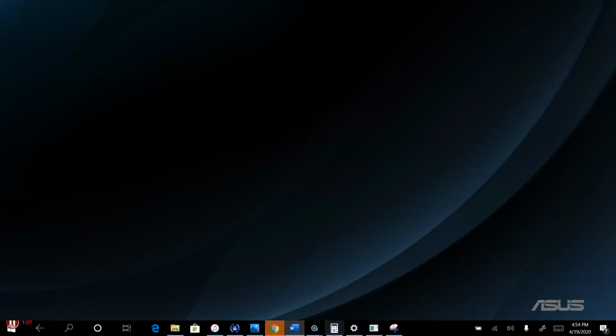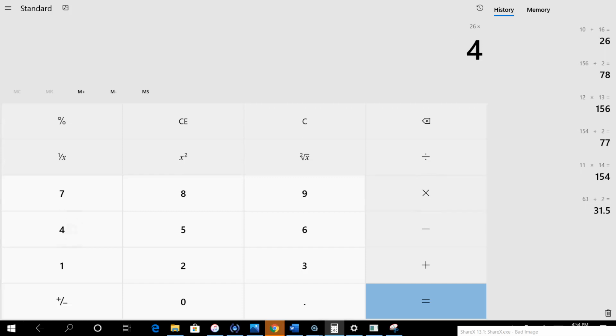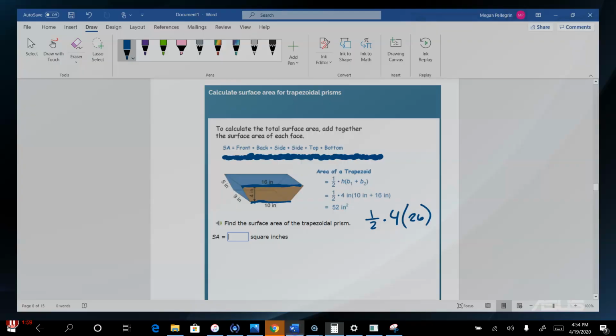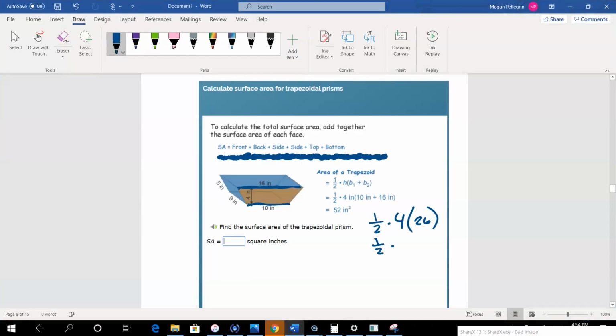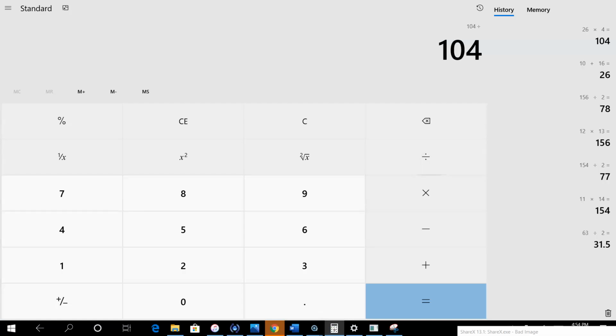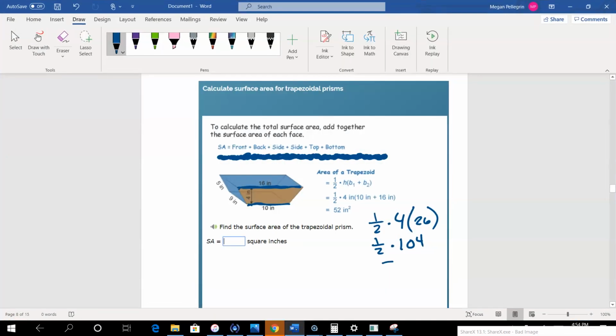So 4 times 26 equals 104. So 1/2 times 104, so half of 104, or divided by 2, is 52. So that's where they're getting this 52 inches squared. So that is just the trapezoid that is colored in brown right there.